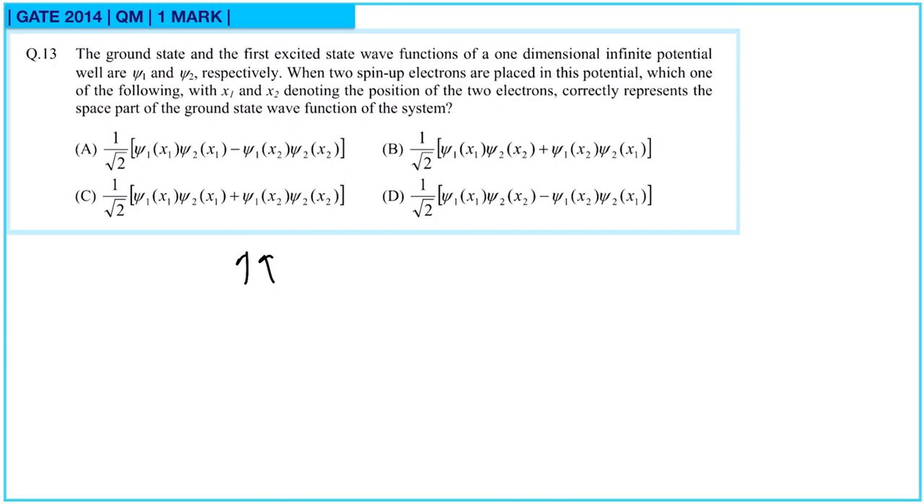Now here both electrons are spin-up electrons. That means the spin part of the wave function is symmetric. And if the spin part is symmetric, then the space part has to be antisymmetric, as these are fermions and the total wave function has to be antisymmetric. So the space part will be antisymmetric. So here option D is correct. Out of the options given to us, option D is the antisymmetric wave function.